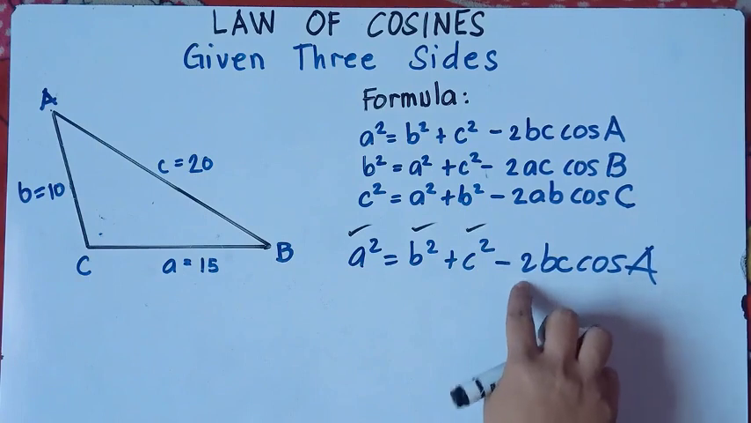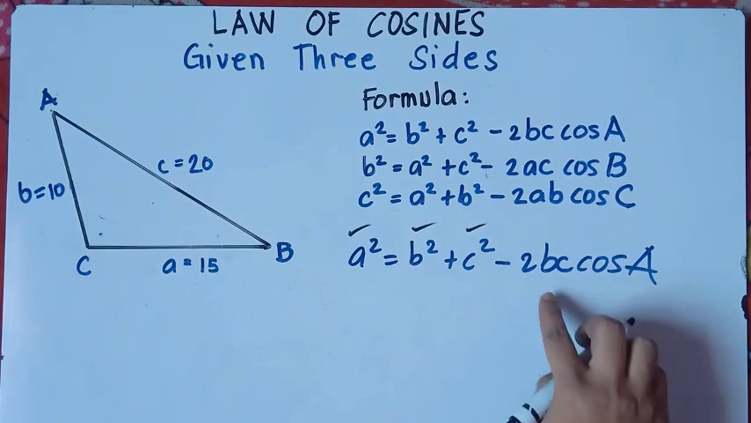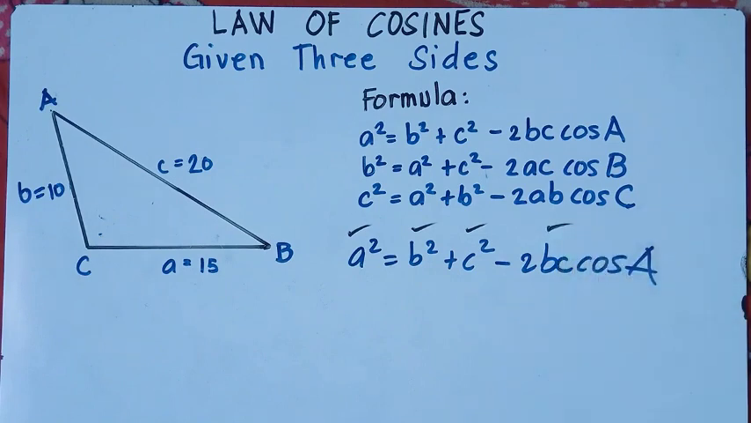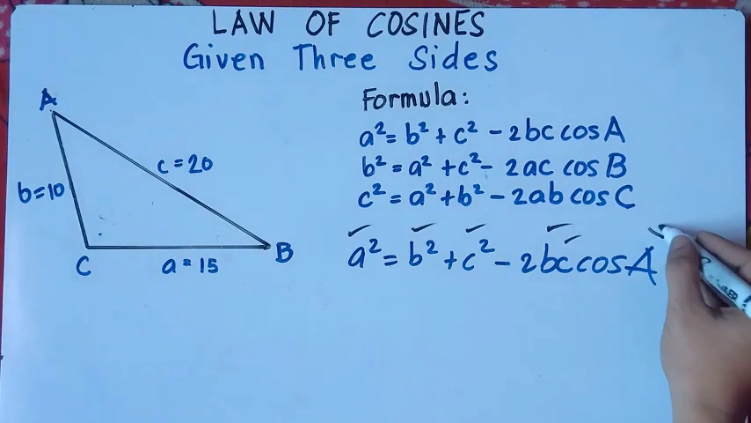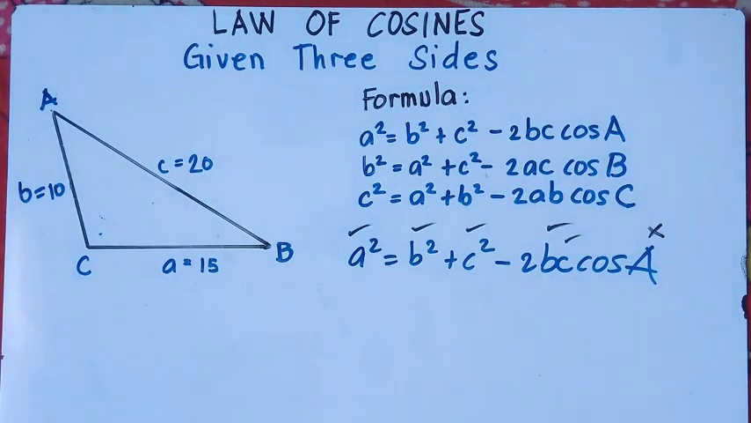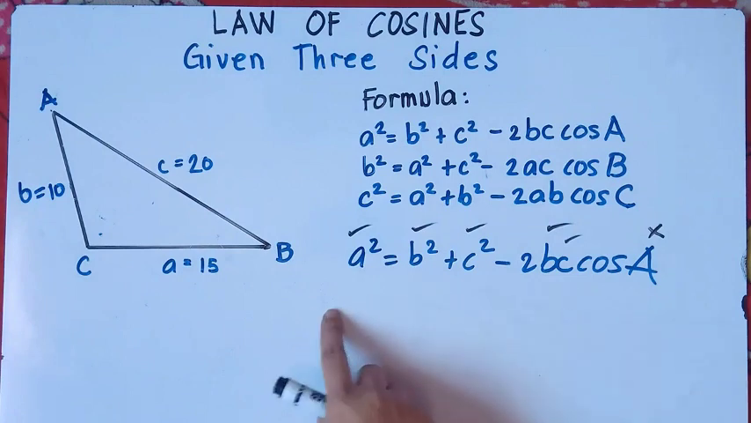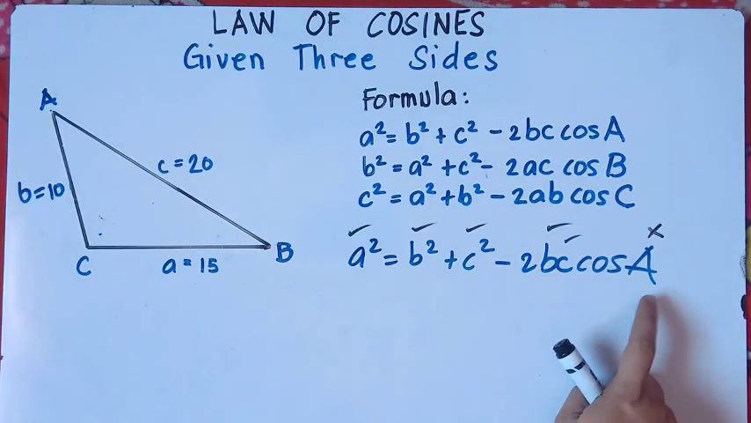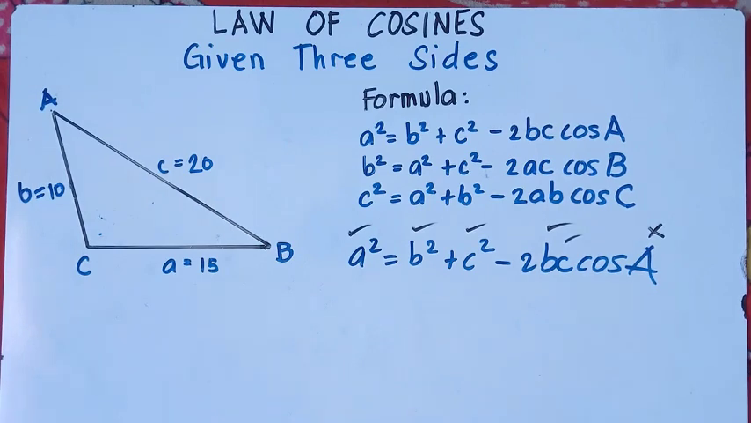The 2 here is a constant, negative 2. In the formula, we have b and we have c, and we don't have angle A. So there's only one unknown, therefore we can use this formula in finding the value of angle A. Alright, let's use that formula.